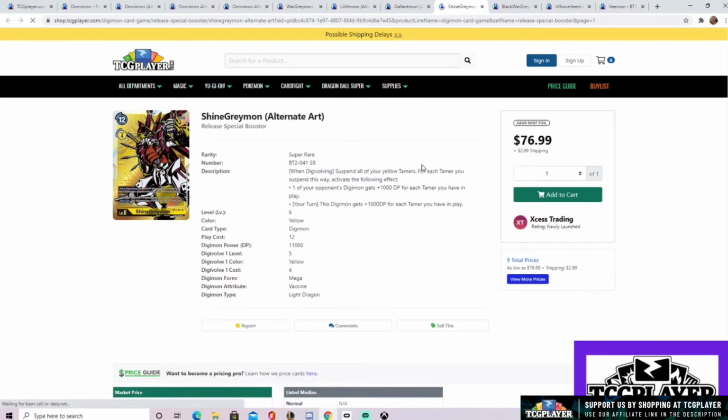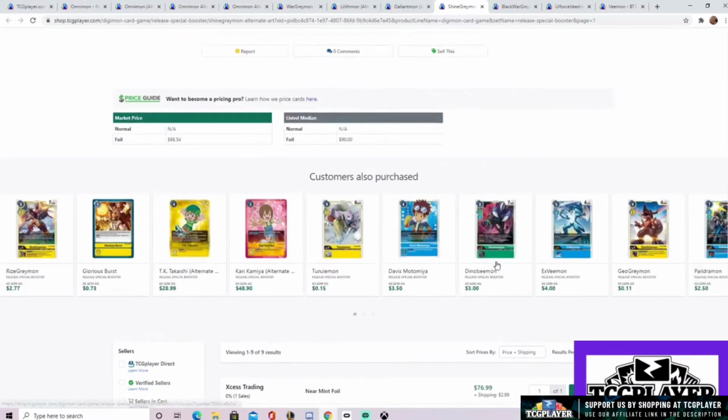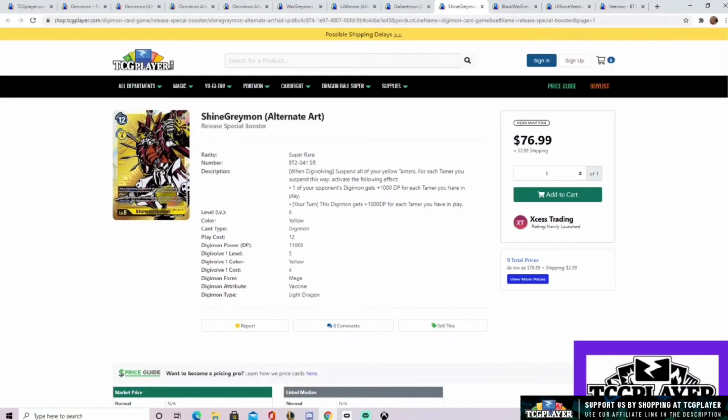So as far as, geez, these went up as well. This was 62 a minute ago. For alternate arts or other cards aside from Omnimon, what's the most expensive out of the set? Shine Greymon is definitely a really solid card right now. I think a lot of people are really excited to play this. And this is now the most expensive card outside of Omnimon. And so if you want a verified seller, you're looking at $80 per copy for the alternate art.